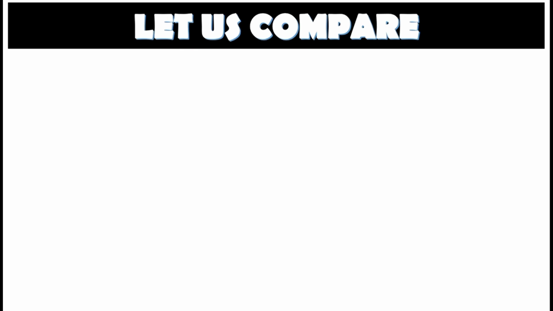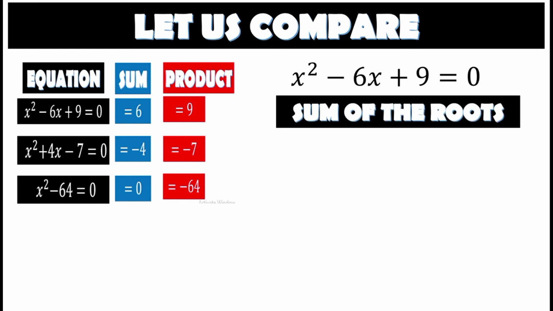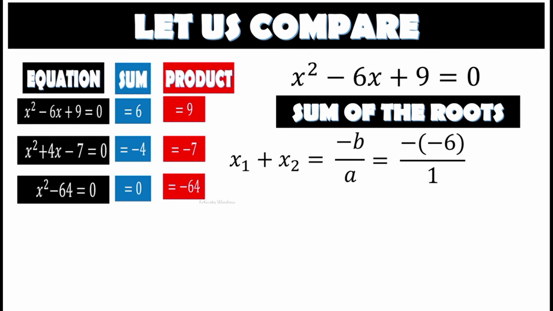So again, if we compare our answers from a while ago, here is the result. This is the sum and product when we solve it using different methods. And this would be the solution if we utilize the expression x squared minus 6x plus 9 equals 0. Here, the sum of the roots can be found using the expression negative b over a. Here, b is negative 6, while a is 1. So negative times negative 6, the result is 6 all over 1, which is equal to 6.